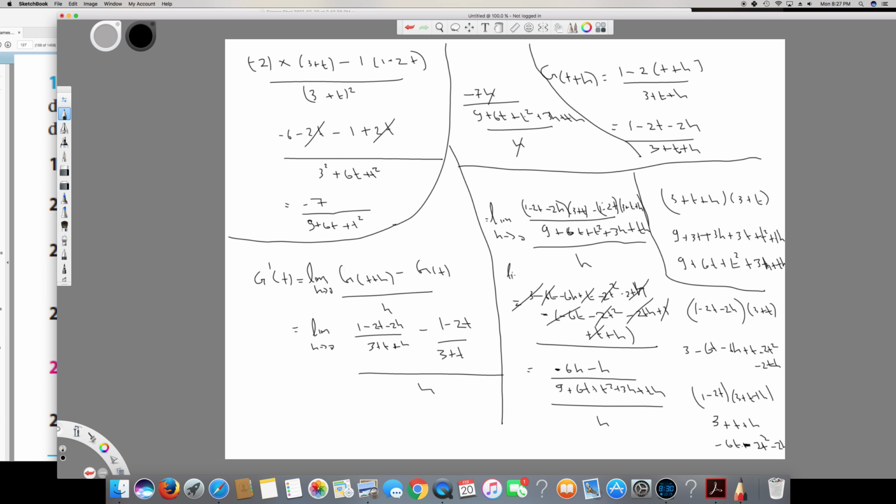Before we put that, we have to always keep limit h approaches 0 until we apply the 0, right? Limit h approaches 0. Here also limit h approaches 0. Now finally I can apply the 0 for h values. So this will become 0, this will become 0. The remaining part is minus 7 over 9 plus 6t plus t square. This is my final answer, and it exactly matches the answer I found before.